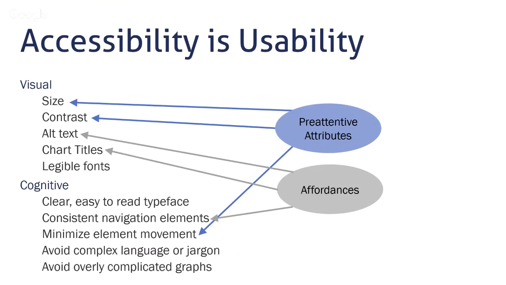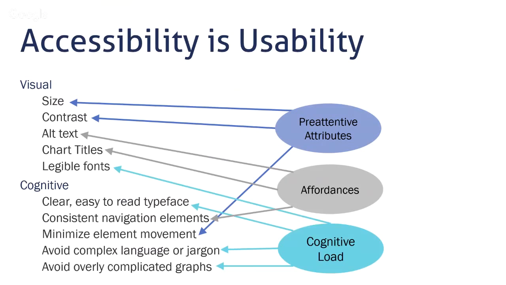Affordances are making it really obvious how to use something. That's where the alt text and your chart titles come in, your consistent navigation elements with maybe your slicer bank, or the way you place your titles and all that, so that people get it. They learn it once and then they get to keep going and not have to relearn it every time they look at a new report or report page.